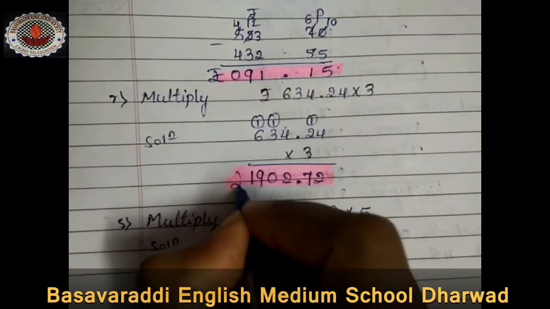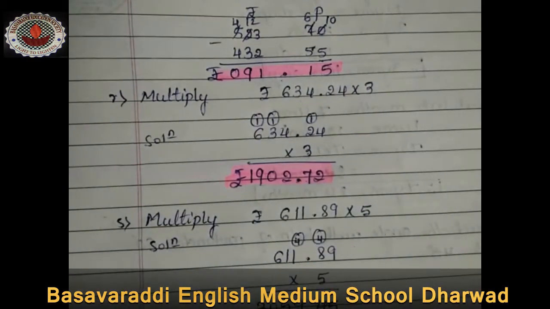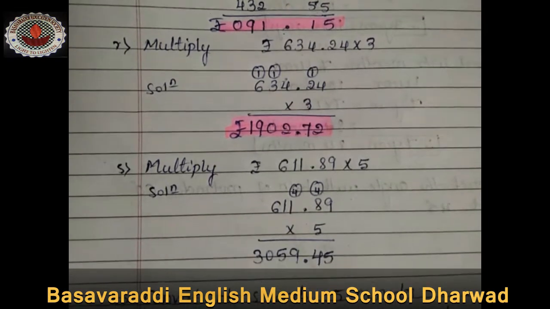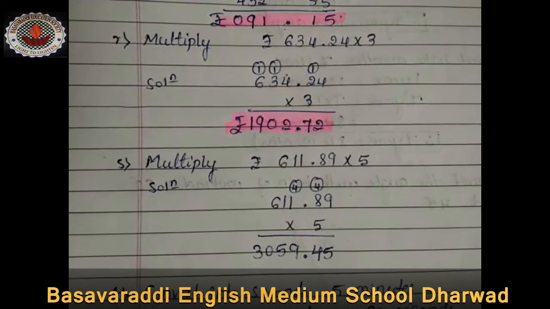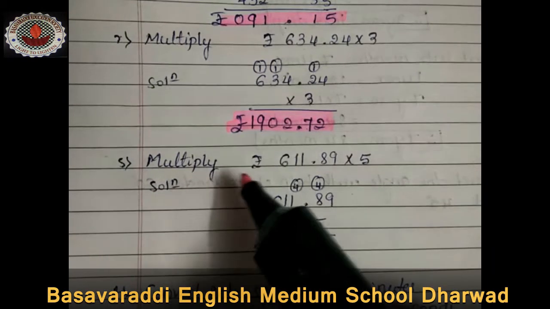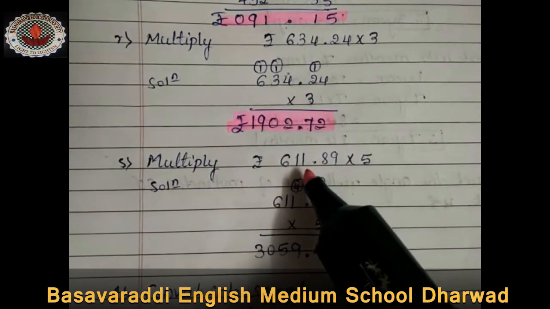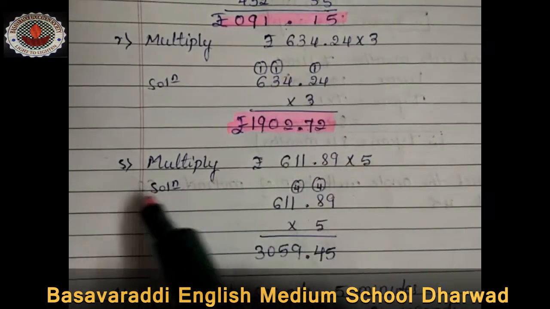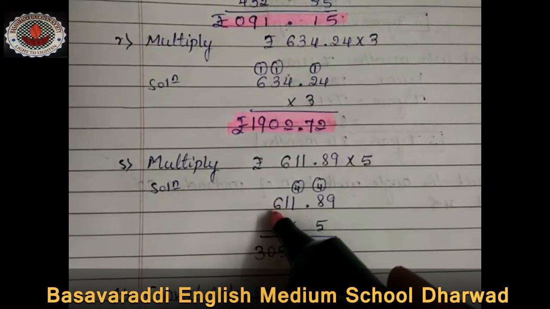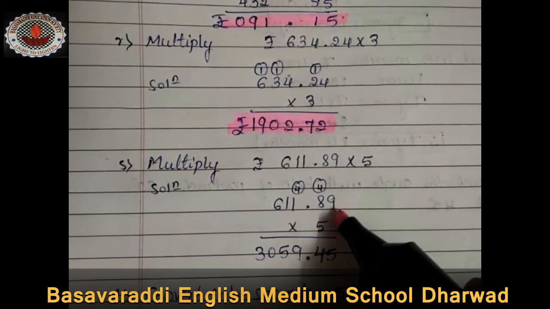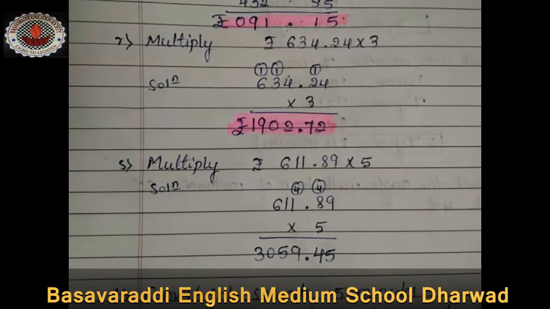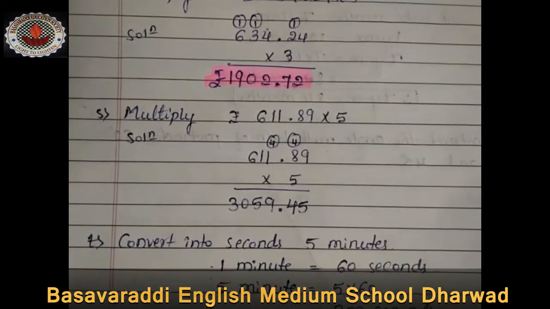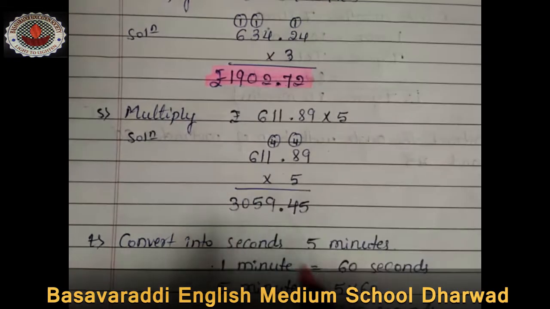Yes, what is that? Rupees 1902.72 paise. Next, the S question, same as the R. Multiply rupees 611.89 paise multiplied by 5. Solution: 611.89, this is the multiplicand. So write this number in the multiplicand place. Then 5 comes in the multiplier place.